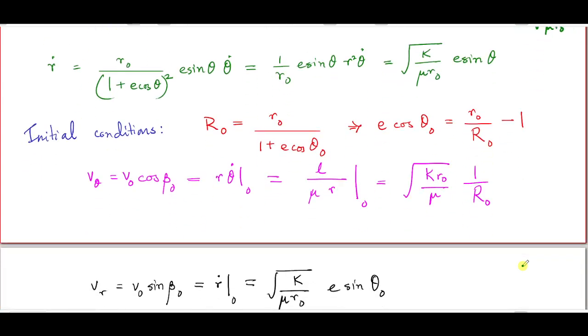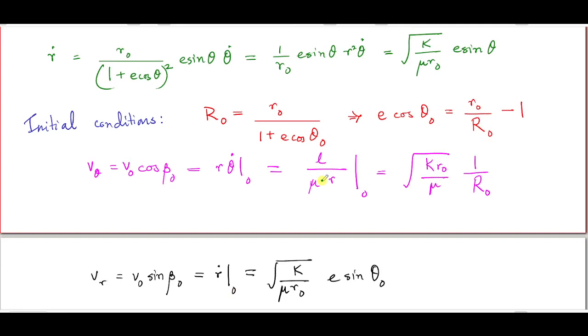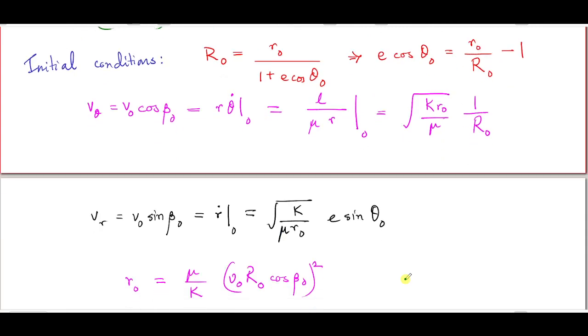And what about the radial component? The radial component is simply v0 sine beta 0 is equal to r dot at t equal to 0. And once you take a look at this formula and put in the initial values there, you get root over k by mu r0 e sine theta 0. Now, we can rewrite these equations to advantage. This equation, for example, simply gives us a value of r0 as mu over k times (v0 r0 cosine beta 0) whole square.